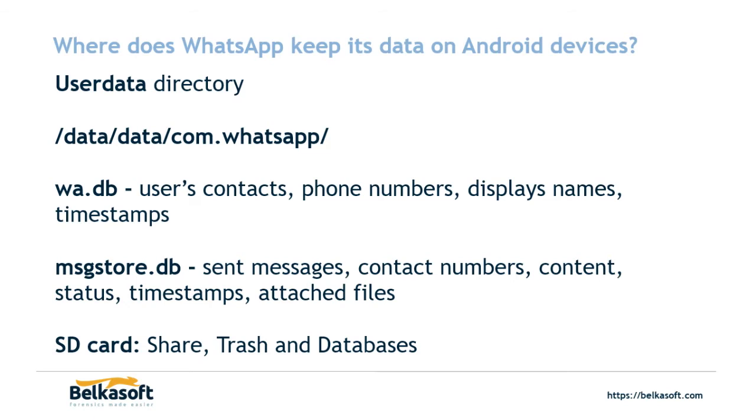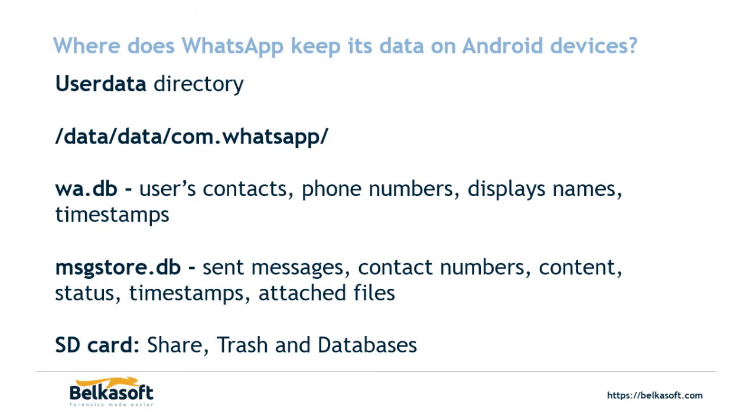There are two important databases also. First is WA.db, and from this database you get to access the full list of the WhatsApp users' contacts, phone numbers, display names, timestamps, and similar details. The other database is msgstore.db, and from this database you get information on conversations or sent messages such as contact numbers, the contents of the messages, status, timestamps, information on attached files, and similar data.